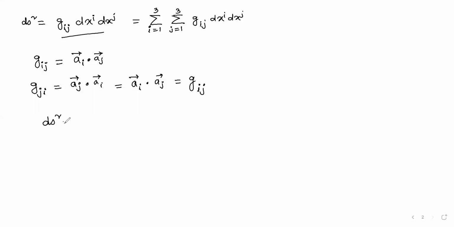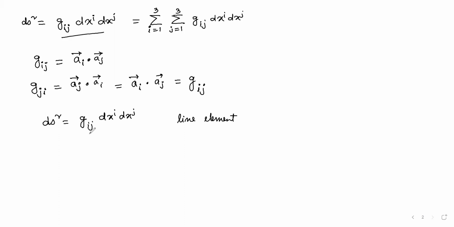So ds square equal to gij dxi dxj. Okay, this is called the line element. This is also called the line element. And this gives the square of the distance between 2 points separated by a displacement dr, and dxi are the components of that displacement dr. And this gij, the term which we have introduced here, is actually the component of the metric tensor.